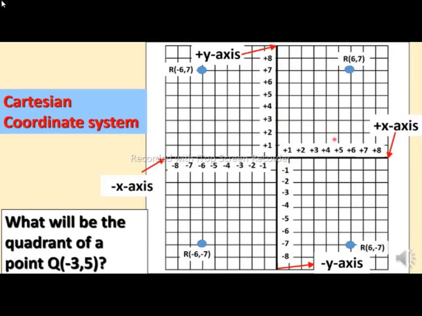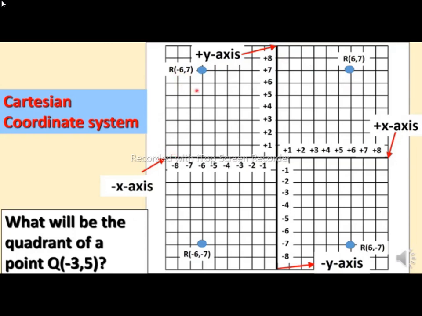It contains the four quadrants. What does a quadrant actually tell us? If we take a point R (6, 7) in the first quadrant, this point becomes plus 6 and plus 7, because both the x-axis and the y-axis are positive in the first quadrant. Similarly, if we take the same point R in the second quadrant, this x point becomes negative, it becomes minus 6 because of this minus x-axis.